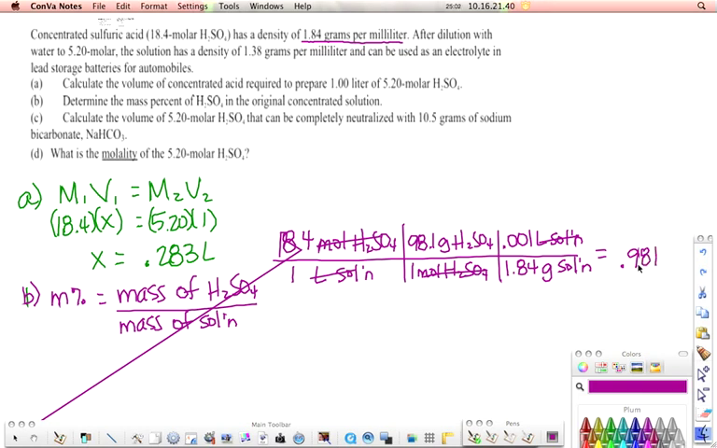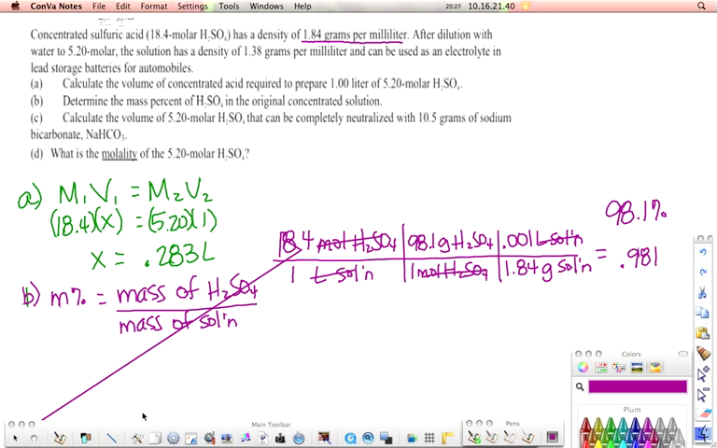0.981. And this is not a percentage. To get this into a percentage, you just simply need to multiply this by 100. So H2SO4 is 98.1% actual hydrogen sulfate, and then what, 1.9% water. No wonder this stuff smells so bad.